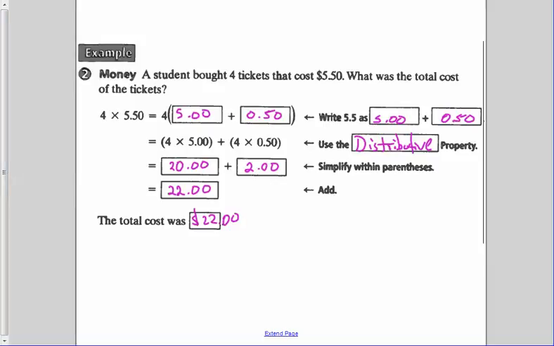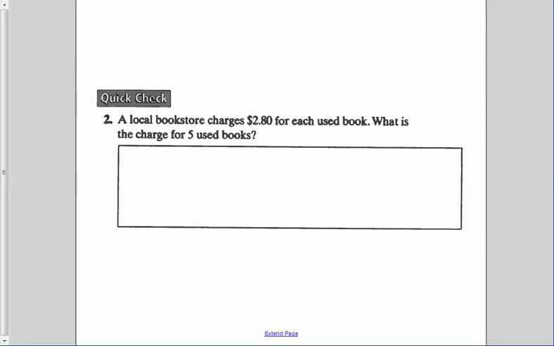Alright, let's do another quick check. A local bookstore charges $2.80 for each used book. What is the charge for 5 books? So same idea that we just did for example 2. Break up your $2.80 and use your distributive property. Go ahead and pause and work through it, and then check back in a second.